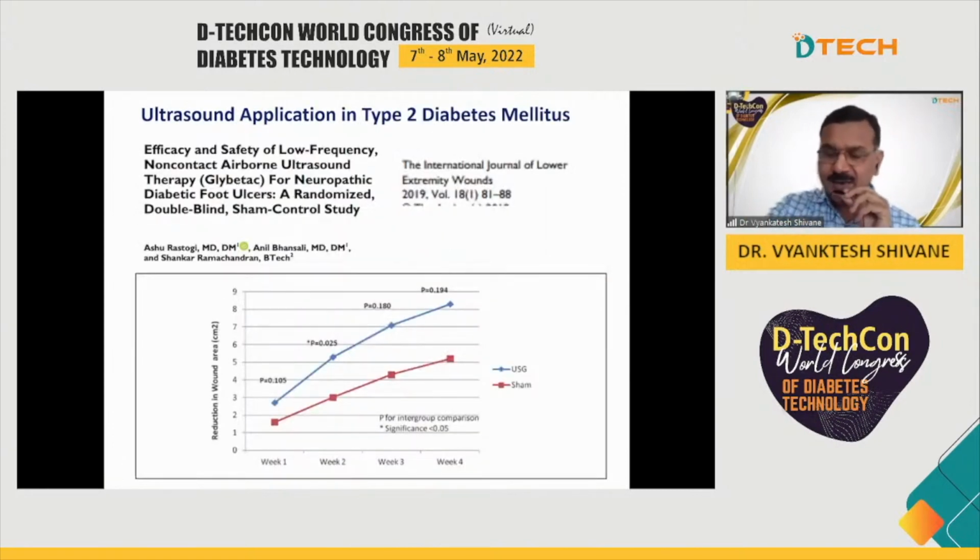The first such instrument was used by postgraduate PGI Chandigarh, with my senior colleagues Dr. Anil Bansali and Ashu Rastogi. They used it in non-healing diabetic ulcers, and they have seen that when you give this ultrasound to such ulcers, the recovery time or the wound healing time is reduced compared to the sham control.